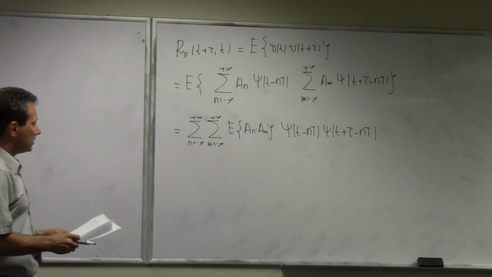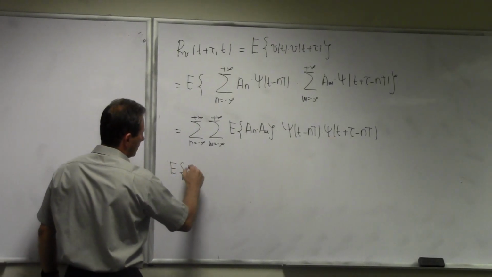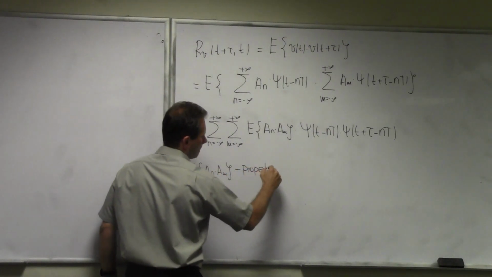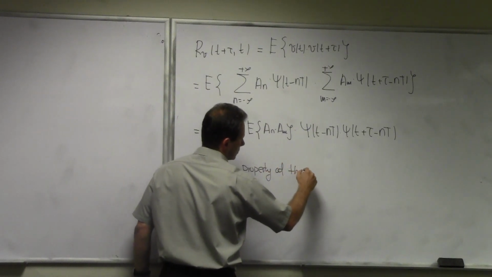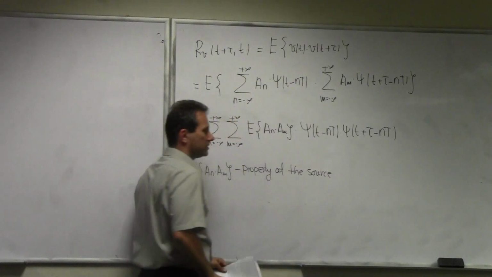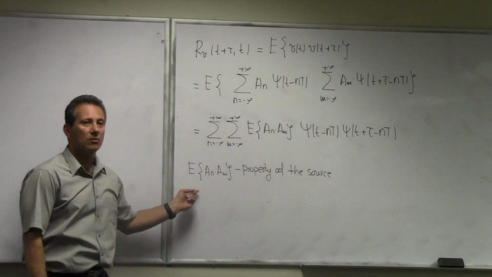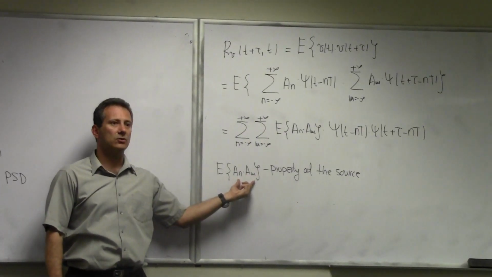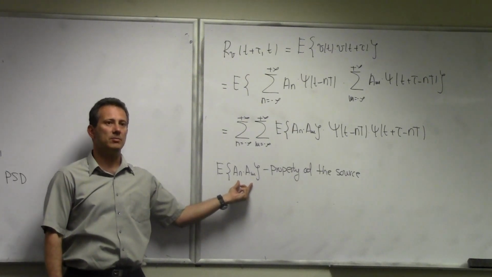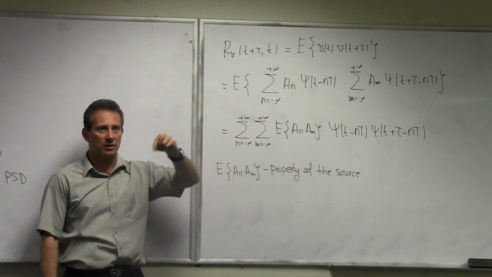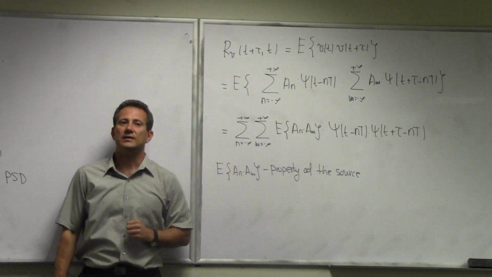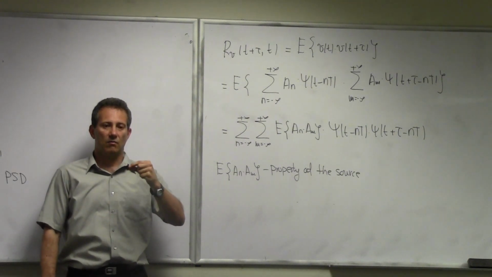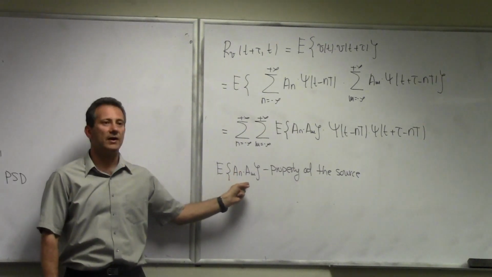Now this here, the expected value of a_n times a_m, is a property of the source. Let me anchor this in an example. Let's say we're looking at a binary source. This is the autocorrelation function between symbols that are separated by n minus m, looking at this symbol and that symbol over there. If I did statistical encoding, let's say Huffman encoding, what is my expected value here?